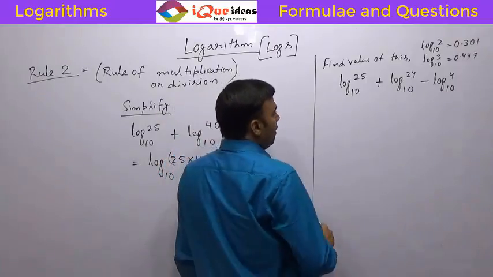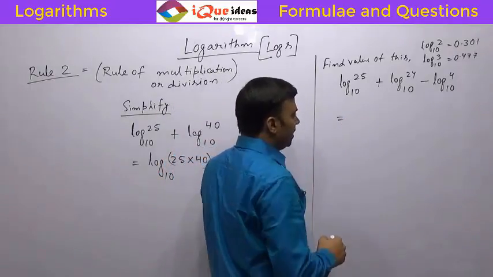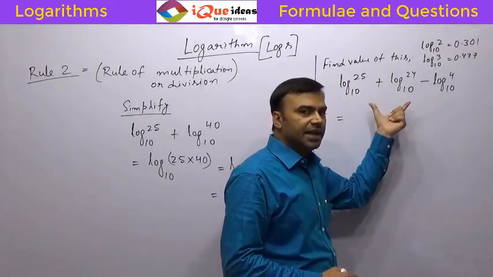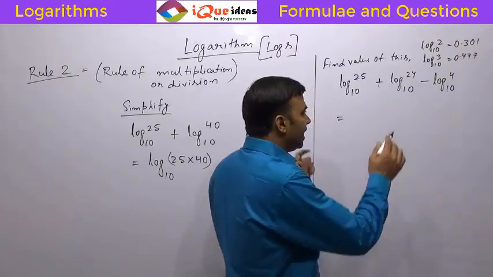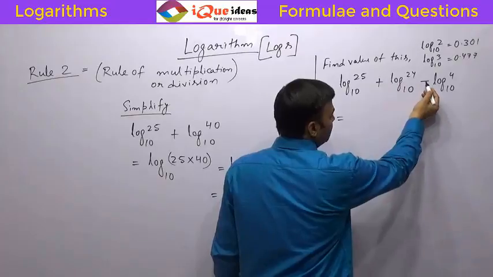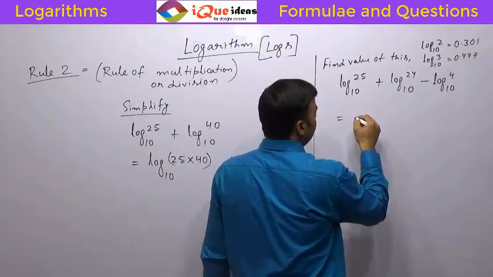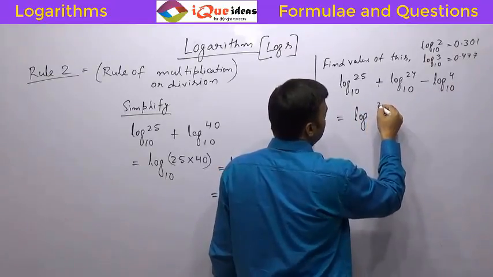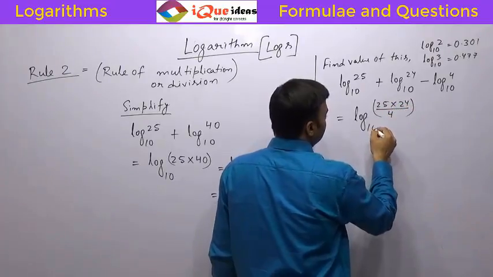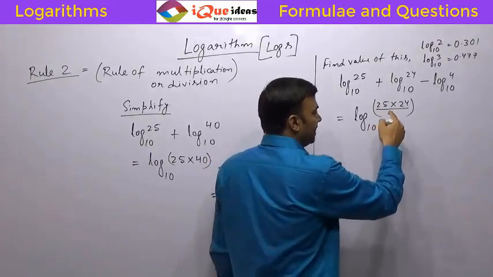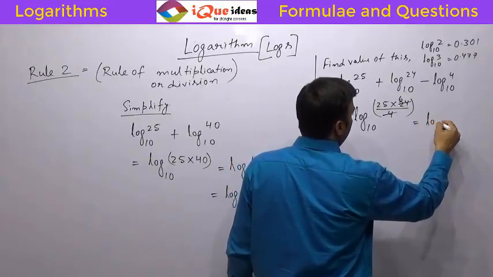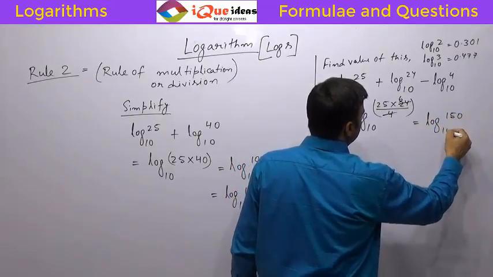Now what do we do? What we can do here is, one is that we can separate all of them, or we can calculate each one of them separately and then add or subtract. Or what we can do is we can combine all of them like this. See, there is a plus sign here, so these two numbers will get multiplied. There is a minus sign here, so this number will be divided. So we will have log of 25 into 24 divided by 4 to the base 10. Now 4 cancels 24 6 times. So we have 25 into 6. So that becomes log of 150 to the base 10.